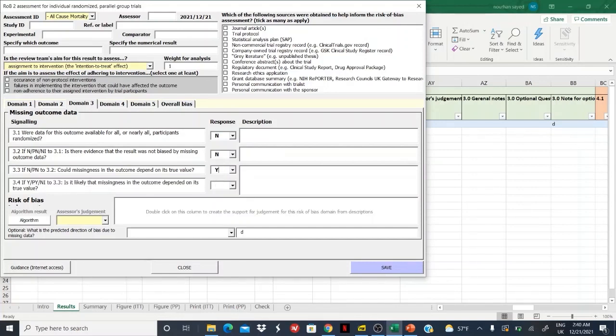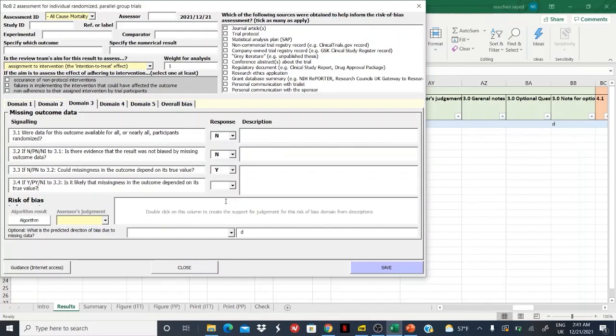But if you typed in yes, you'd have to answer the next question, which says, is it likely that the missingness depended on the true value? Now, to answer this question, you're going to go over to the trial PDF. Now, in our PDF, there's a very small loss to follow-up, and so this question is not very relevant. But if there was a lot of loss to follow-up, you're going to have to take a look at two things.